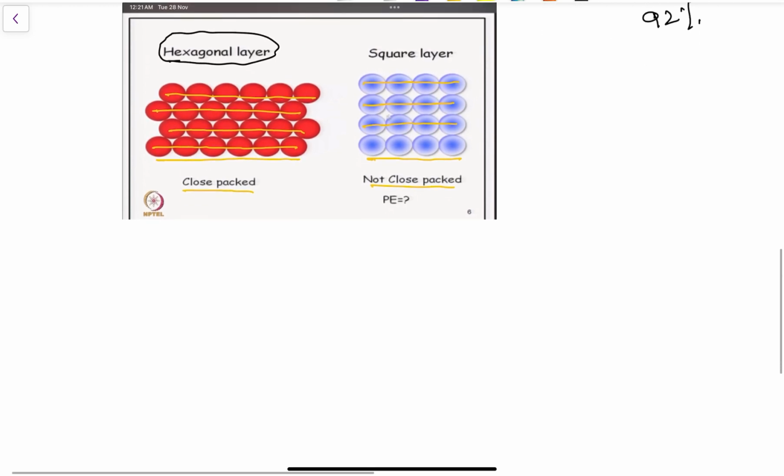But in reality, we have a 3D structure. So what happens in a 3D structure? Let us look at that in detail.